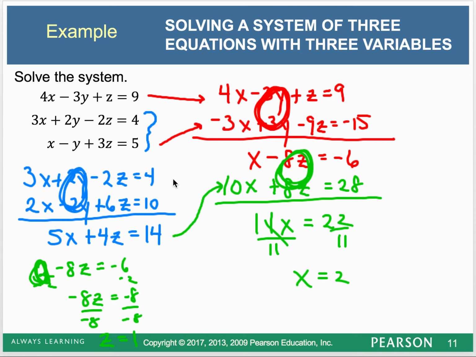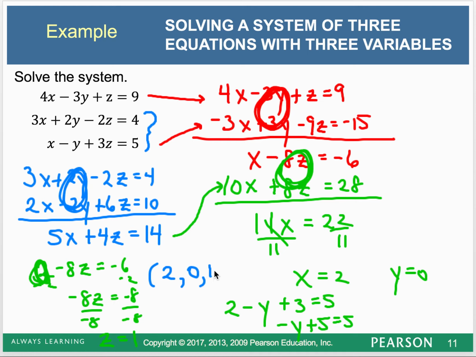Now that I have x and z, I can plug in up here. I'm going to plug in this bottom one where my numbers seem to be smaller. So 2. Now y is what I'm looking for, so I'll leave that in there. Plus 3 times 1 is 3 equals 5. So 2 plus 3. Now I have negative y plus 5 equals 5. It looks like y equals 0 then, right? So my solution is 2, 0, 1. X is 2, y is 0, z is 1.